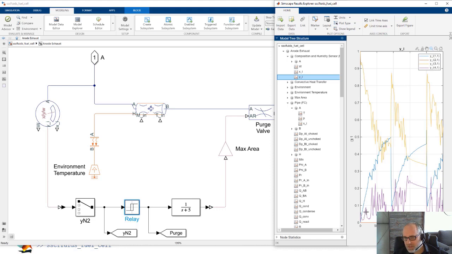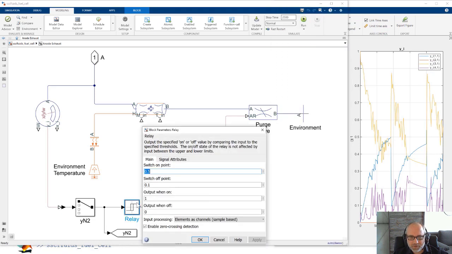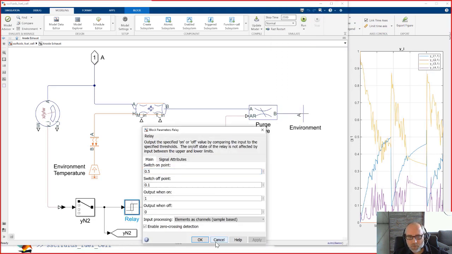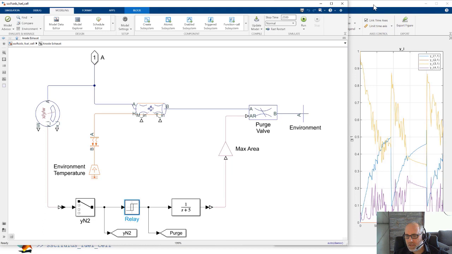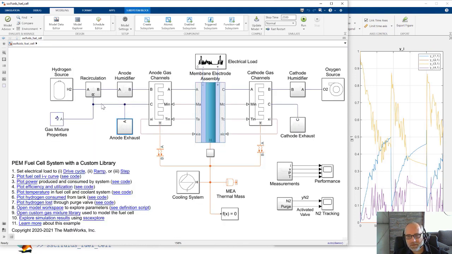Nitrogen level is increasing here until we reach this level of 0.5. Then we start the purging. We are going down to the level of 0.1. And these are exactly the values that we have specified. That's a way of checking if the behavior is correct. We can see that in this path, which species can be found. So we can find, as seen here, the nitrogen.